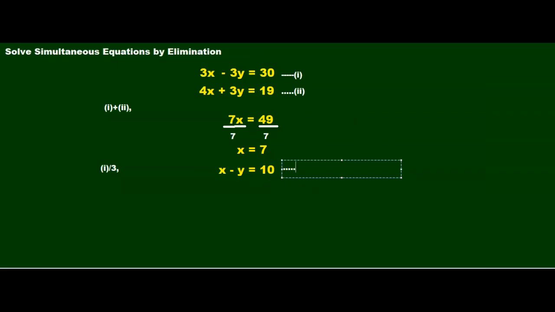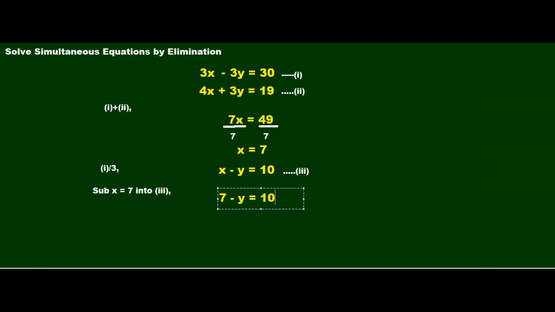I'm going to call this equation 3. Now I'm going to substitute x equals 7 into equation 3. So now my x is no longer x, it's now 7 minus y equals 10. So minus 7 on both sides. That leaves me with negative y equals 3. And again, we can change the signs across. So we get a positive y equals negative 3. And so our solution is x equals 7, y equals negative 3.